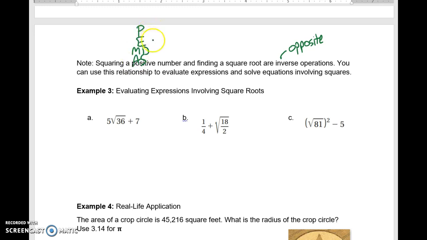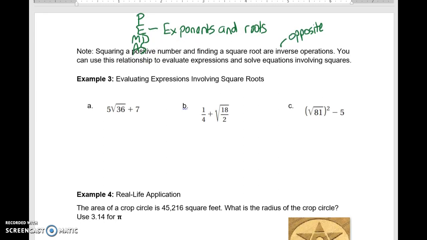The P we know is for parentheses. The E you probably have known is for exponents, but is also for roots. We've been talking about square roots here. So E is for both exponents and roots. P parentheses, E is for exponents and roots, multiplying and dividing, and then adding and subtracting. So when you are working these, you have to consider the order of operations.